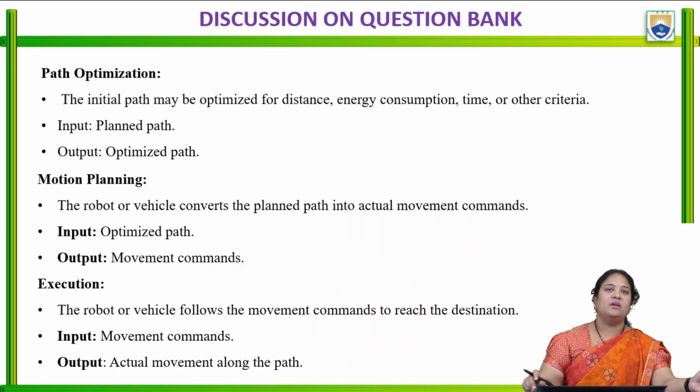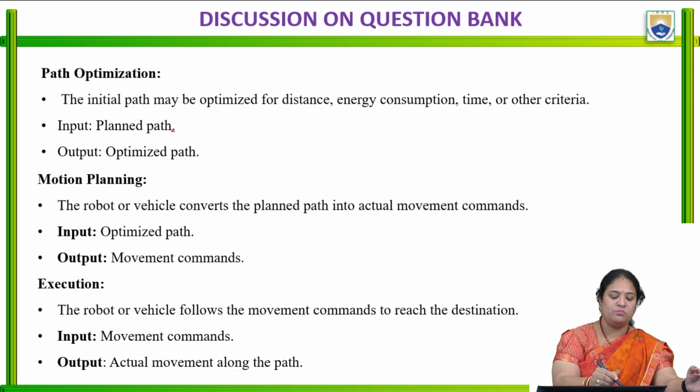Next is the path optimization. Path optimization means what here? It means the initial path may be optimized for distance, energy consumption, time, or other criteria. That is, the path should be initially planned and then it should be optimized.